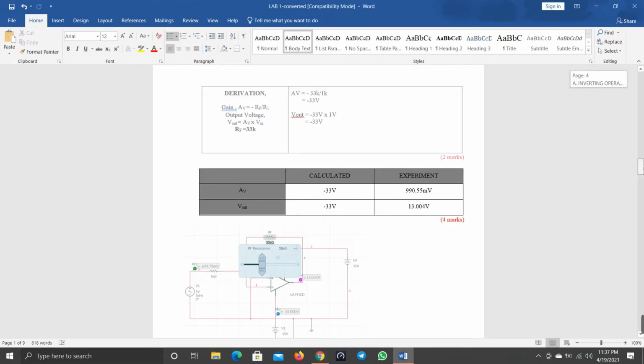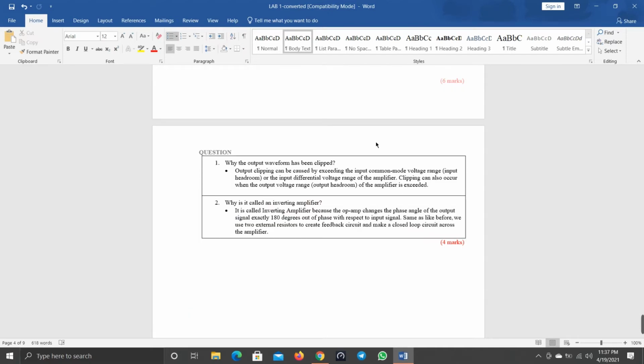Okay, go to the question. Why is the output sine wave flipped? Output flipping can be caused by exceeding the input common mode voltage range, input headroom, or the input differential voltage range of the amplifier. Flipping can also occur when the output voltage range of the amplifier is exceeded.